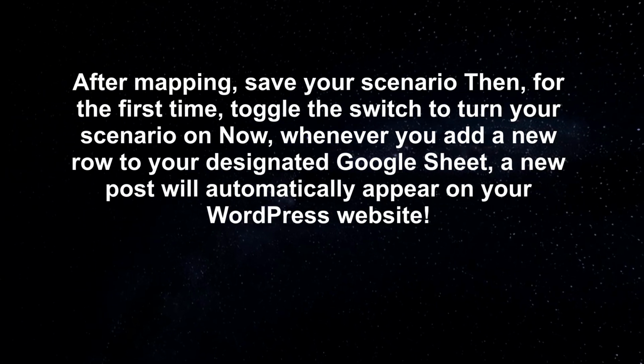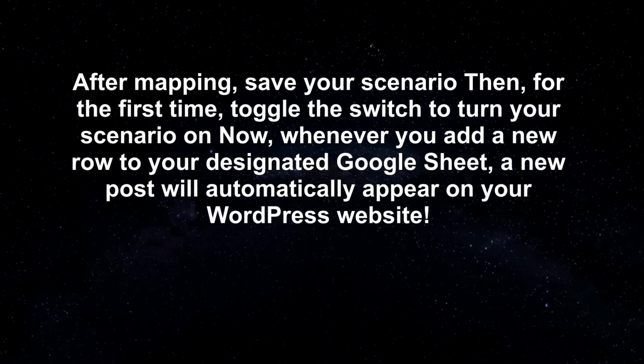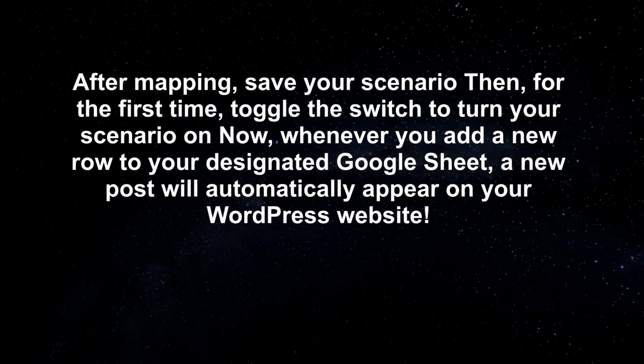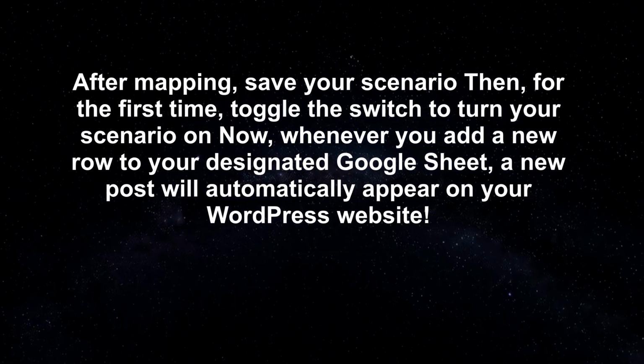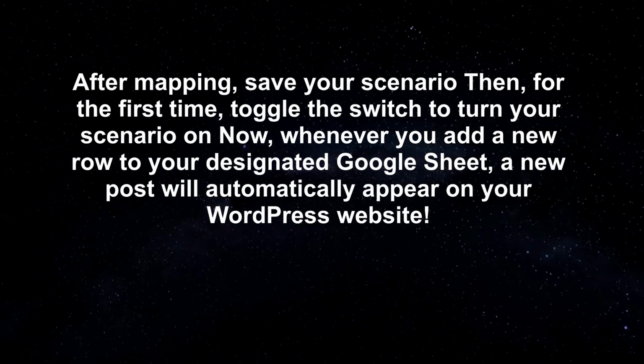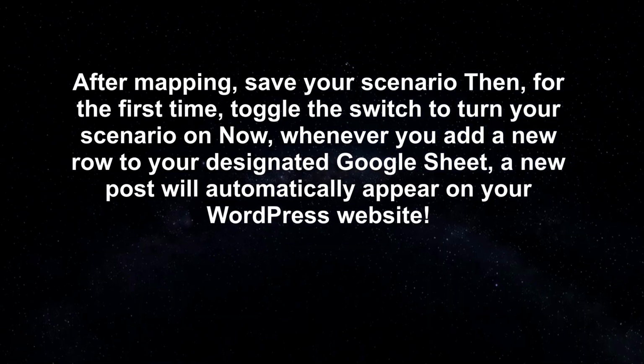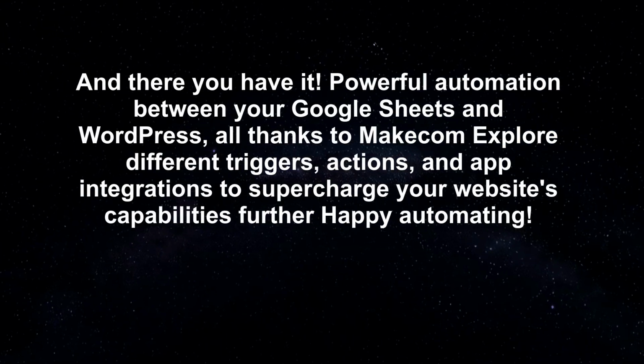After mapping, save your scenario. Then, for the first time, toggle the switch to turn your scenario on. Now, whenever you add a new row to your designated Google Sheet, a new post will automatically appear on your WordPress website. And there you have it.